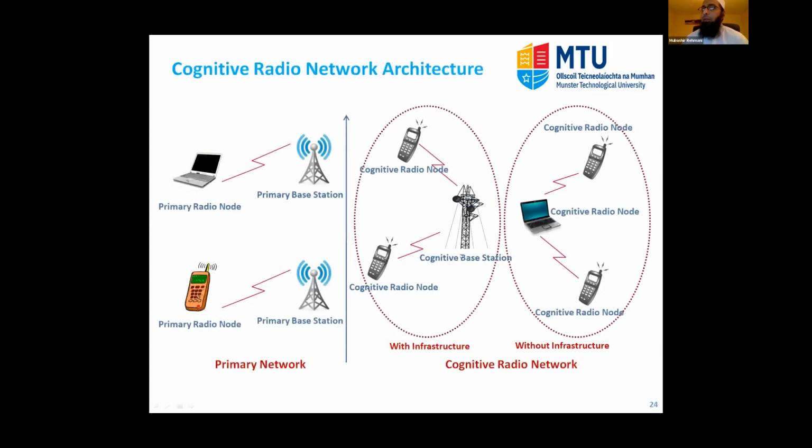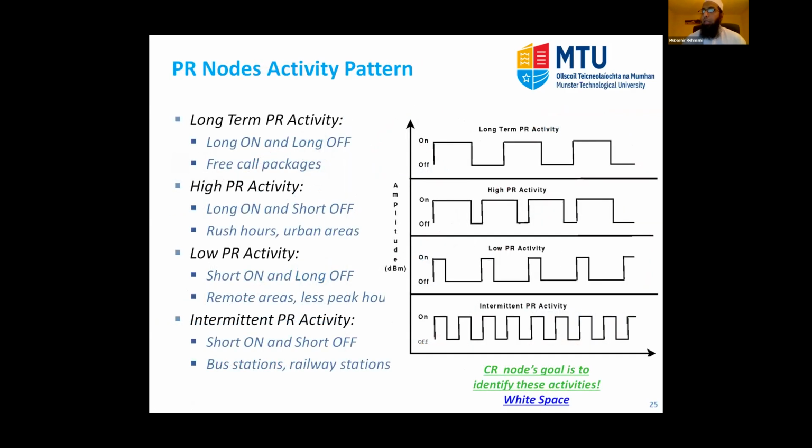Now here in this diagram, I try to show how a cognitive radio network will work. So here on the left-hand side, you have a primary network. And this primary network has the primary base station and primary nodes. It can be any type of licensed network, whether it can be a TV broadcasting system or mobile communication system. And on the right-hand side, there can be 2 possibilities. You can have a cognitive radio network with infrastructure, where you will have the cognitive base station, or without infrastructure, where you will not have any base station. In any case, the cognitive radio nodes will be sensing the spectrum and try to utilize the unused spectrum for their communication.